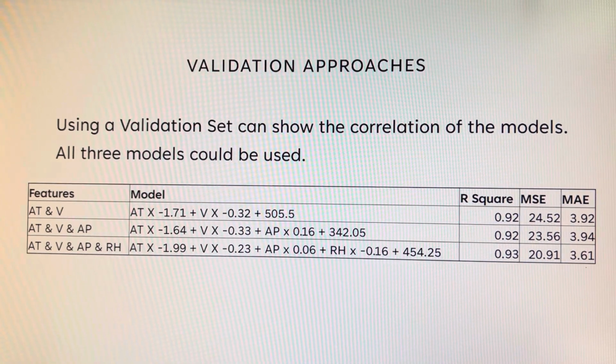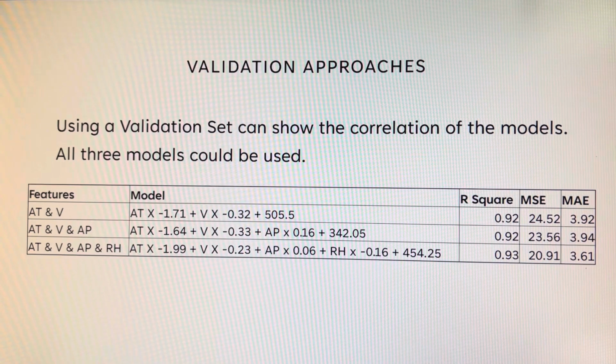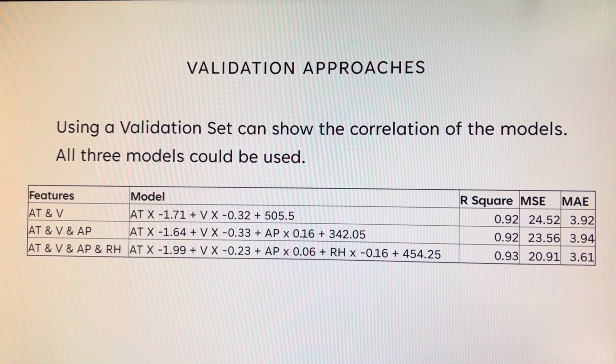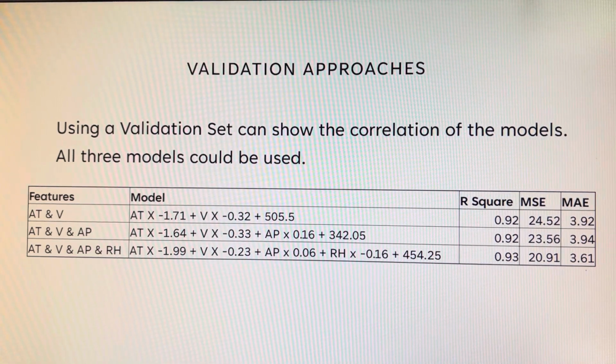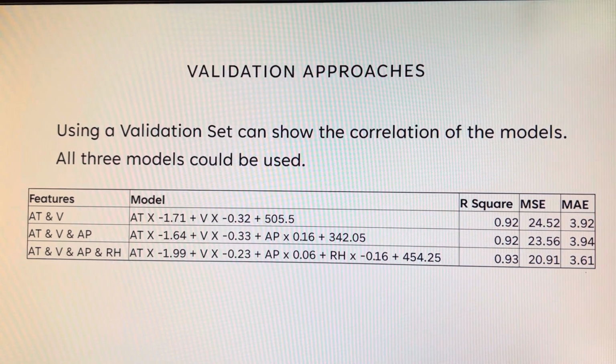The next model yields similar results, again 0.92, 24, and approximately 5. And then the last one yielded a little bit different on the MSE, but the R-square and MAE were in line with the other two.